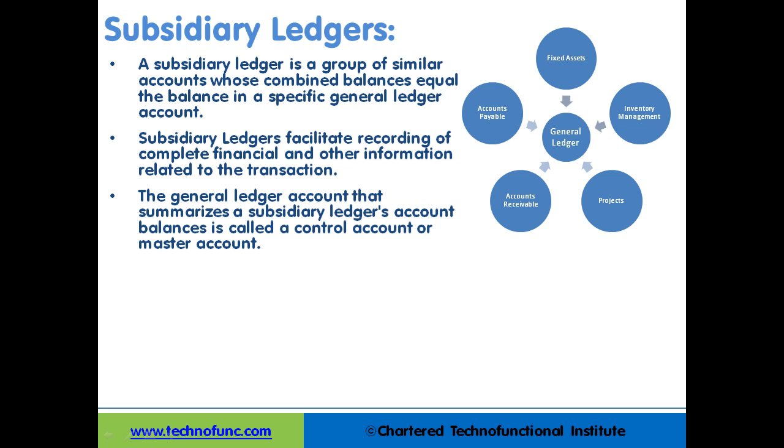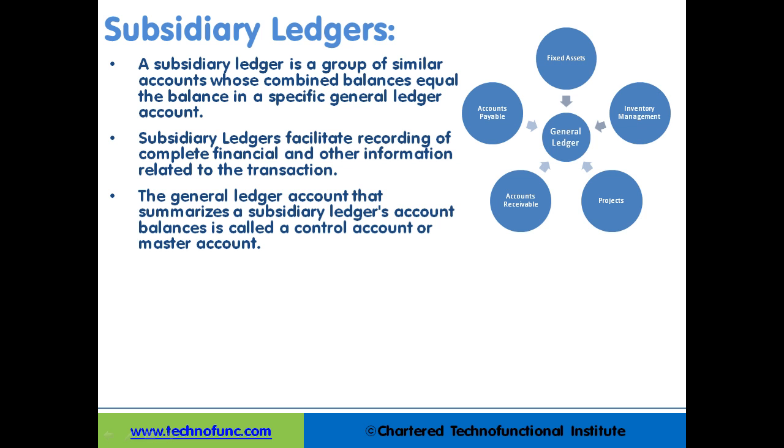Apart from the financial details like cost of the assets, other information like date of purchase, date when asset was put to use in business, name of the supplier, storage and location of the asset etc. is also captured in subsidiary ledgers. The General Ledger account that summarizes a subsidiary ledger's account balances is called a control account or master account. Accounting transactions are captured in General Ledger at a summarized level and all relevant details for that transaction are available in the subsidiary ledgers.